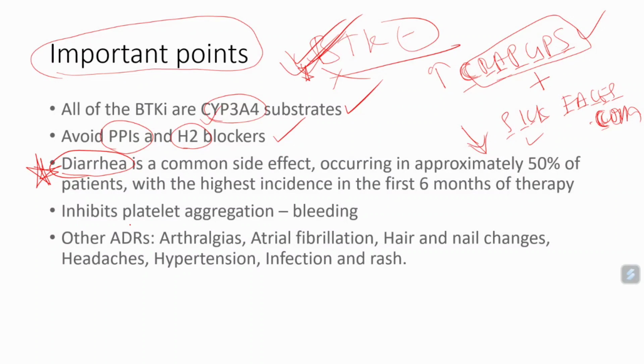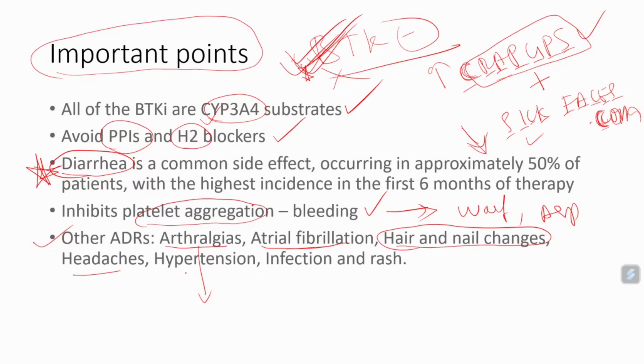BTK inhibitors can inhibit platelet aggregation and that can induce bleeding. So never suggest warfarin or aspirin with BTK inhibitors. Next, other adverse effects: it can cause arthralgia, which means joint pain, body pain. Atrial fibrillation, hair and nail changes, headaches, hypertension. Hypertension is important. And it can also cause infection and rash. These are potential adverse effects associated with BTK inhibitors.